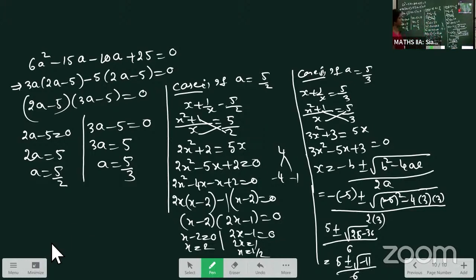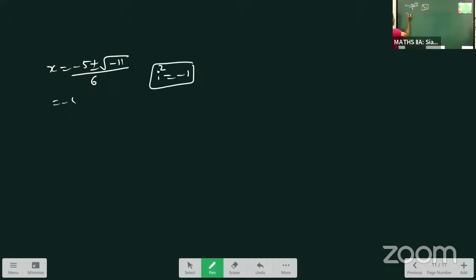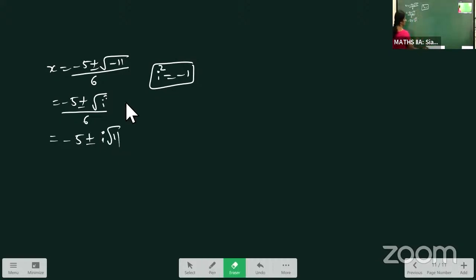So 5 plus or minus under root of minus 11 by 6. Inside the root we are getting an imaginary number. So to remove that, what do we have to do? To remove the root of minus, use i square. i square value is minus 1. So 5 plus or minus under root of minus means i square into 11 as it is, by 6. Under root of i square is i, root 11 as it is, by 6. Here if you take plus, one value; if you take minus, another value.